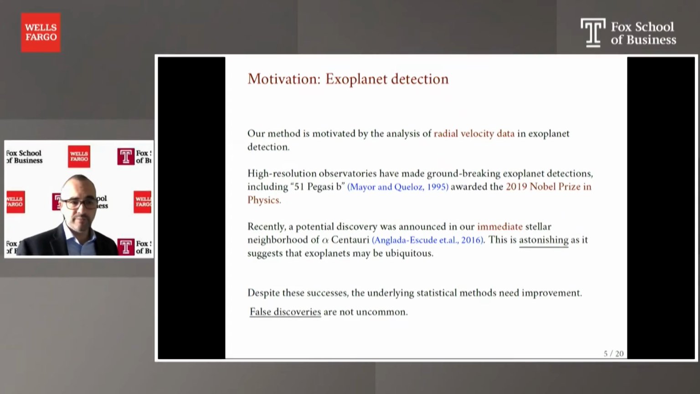And since then, there have been amazing discoveries, even a few years ago, and even in our immediate stellar neighborhood, which is the Alpha Centauri system. And this is amazing because if there are exoplanets in the immediate neighborhood, then it means that they're ubiquitous, and so that changes completely our picture of the cosmos and what's in it. Now, I should say though that even though the earlier discoveries have been confirmed by other means as well, the most recent discoveries are still not fully confirmed, and so we contribute to that as well.